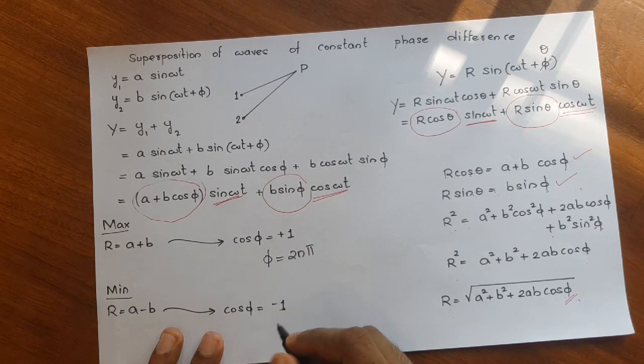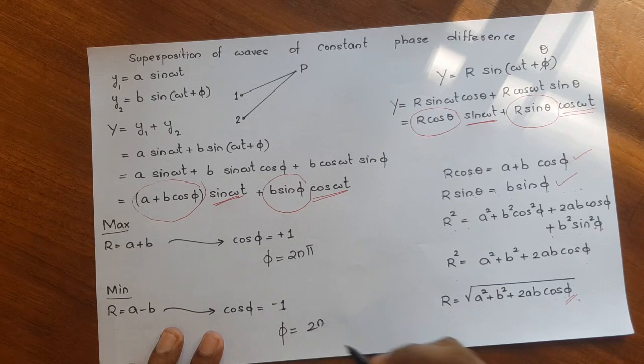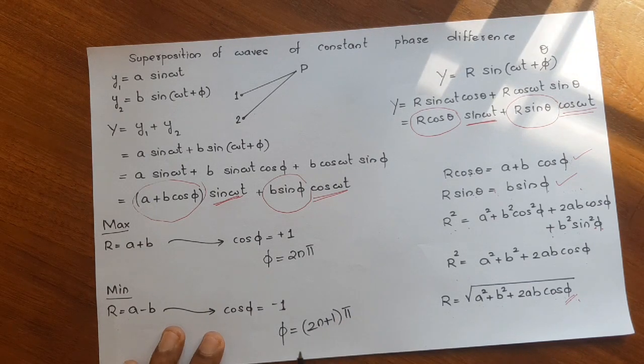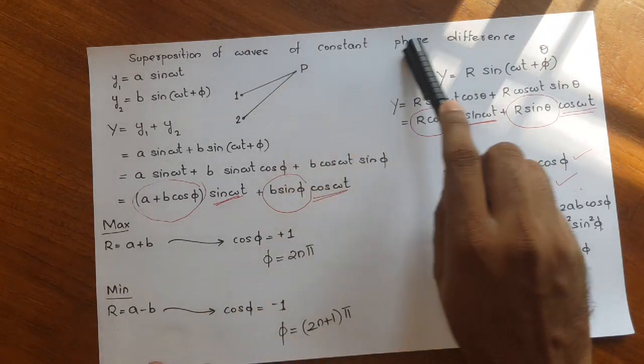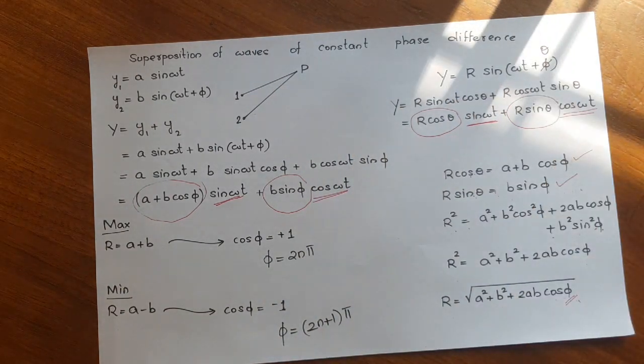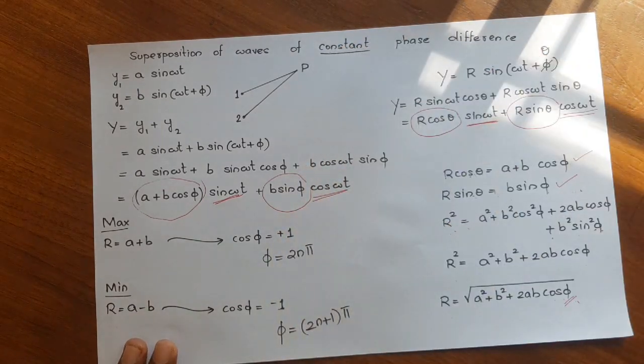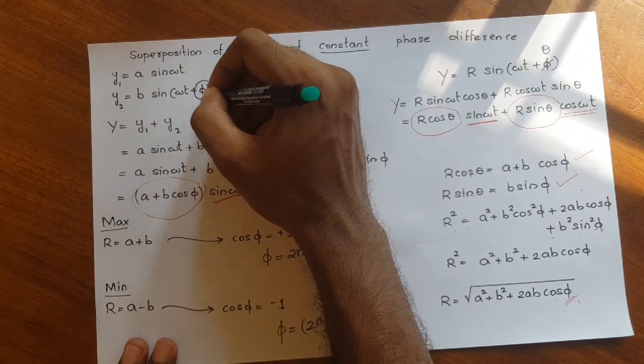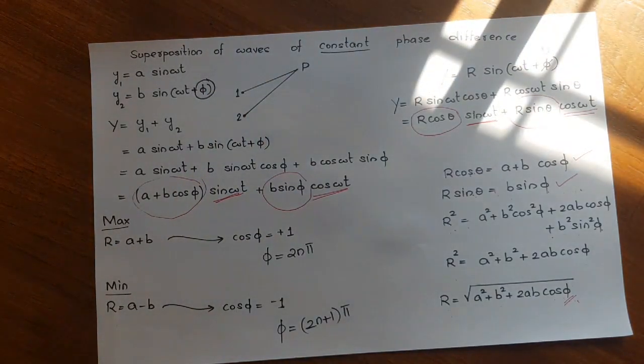And whenever the phase difference is an odd multiple. How do we get the odd multiple? Take the even multiple, just add it with 1 or subtract by 1. You'll get the odd multiple into pi. So whenever the phase difference is an odd multiple of pi, the resultant amplitude will be minimal. And this is how waves of constant phase difference. Why did I use this term constant? Because throughout the entire derivation, this phi value was assumed to be a constant.